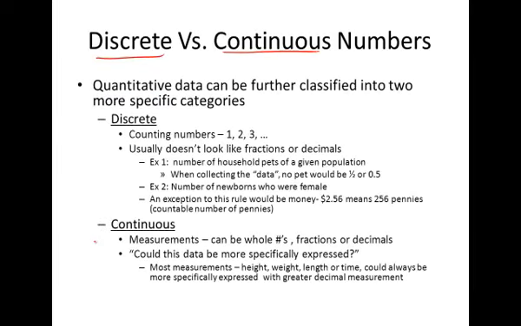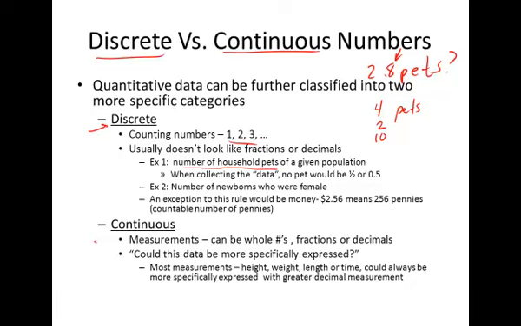All right, so discrete numbers are what we normally think of as counting numbers 1, 2, 3. So a discrete variable represents data that is countable. So the number of household pets in a given population. Maybe one person has 4 pets, another has 2, another has 10, but nobody has 2.8 pets. What is 0.8 of a pet, right? So you either have a pet or you don't.